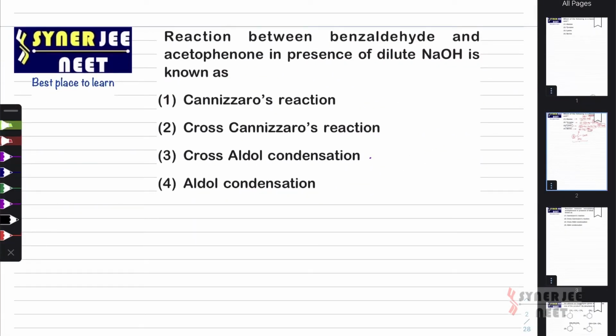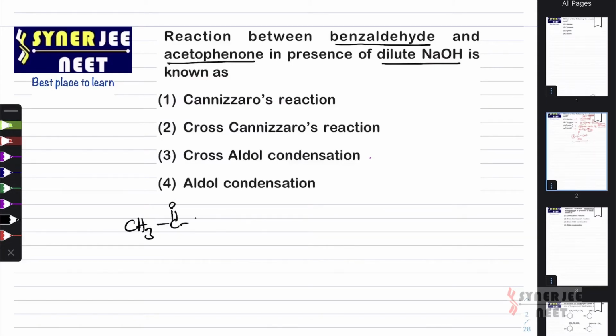In this reaction, benzaldehyde and acetophenone are reacting in the presence of dilute NaOH. What is this reaction called? See, the acetophenone structure is this. This is an aceto group attached to the benzene ring.